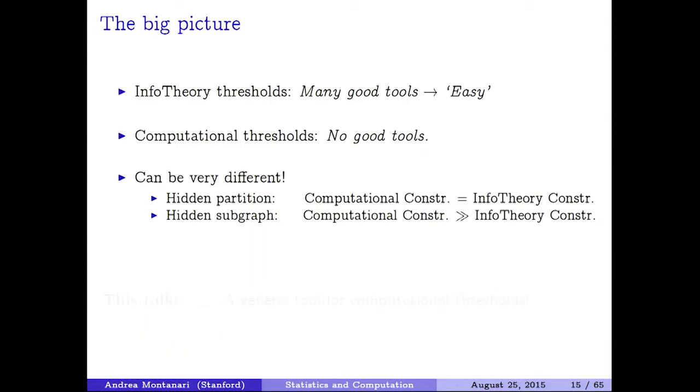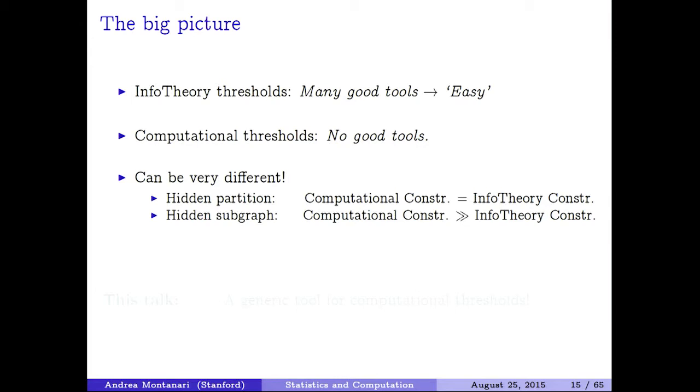Okay, and the big picture that emerges from this research is the following: if you want to determine this statistical threshold, whether there is any algorithm that detects this structure, then there are very good mathematical tools to answer this question. It's relatively easy to find out whether this can be done statistically. There are much fewer tools to understand whether this can be done in polynomial time.